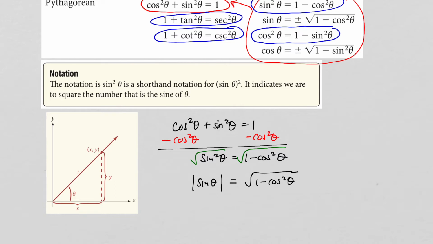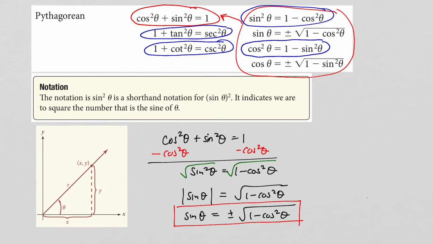But then we know that when the absolute value is equal to something, when you remove the absolute value, you get a plus or a minus on the other side. So if we solve for sine of theta, we get sine of theta is equal to plus or minus the square root of 1 minus cosine squared. And that is where this identity comes from.